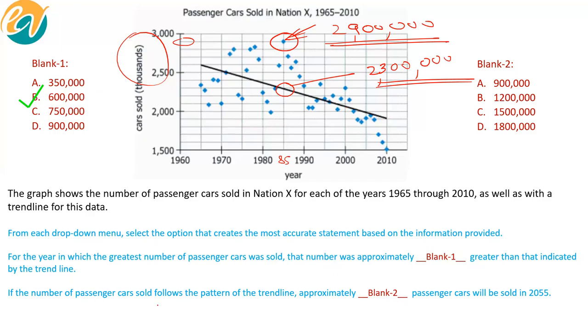The number of passenger cars sold follows the pattern. By the way, there's an if here. If the number of passenger cars follows the pattern of the trend line, approximately how many passenger cars will be sold in 2055? Did you get the question? If the number of passenger cars sold follows the trend line, so basically if it continues in a straight line, then how many passenger cars would be sold in 2055?